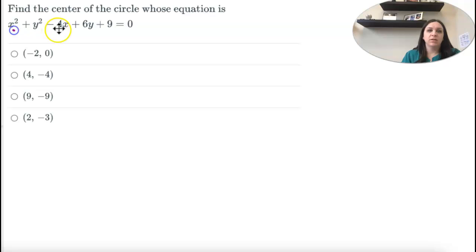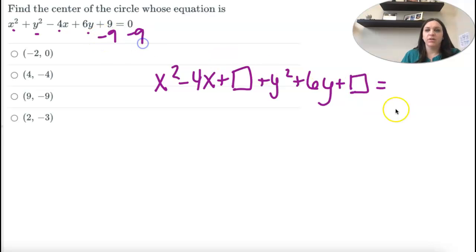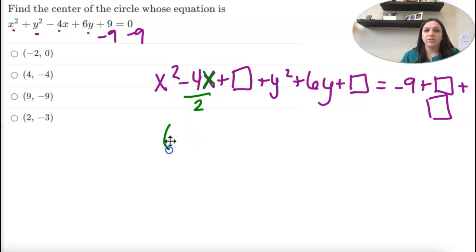Another one, get our x's together, leave space, get our y's together, leave some space, and then bring the number to the other side, but leave space for whatever we add on. Okay, so number right next to x, divide by 2, and that's what goes in our parentheses. That number squared is what we're adding on. So -2 squared is 4.